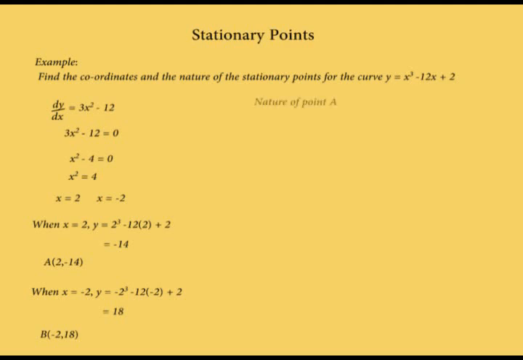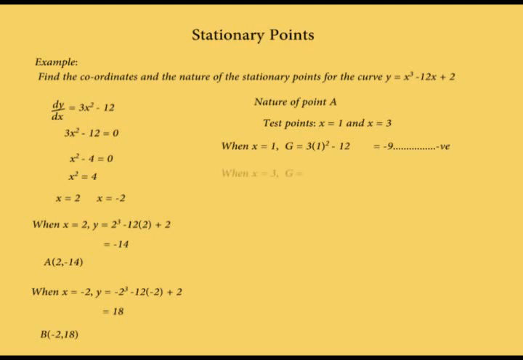So let's find the nature of the stationary points, and we start with A. At A, x is 2, and the gradient at a stationary point is 0. So we test the neighborhood of x is equal to 2. We test x is equal to 1 and x is equal to 3. When x is equal to 1, from the gradient function, gradient will be 3 times 1 squared minus 12, which will give us minus 9. That is negative.